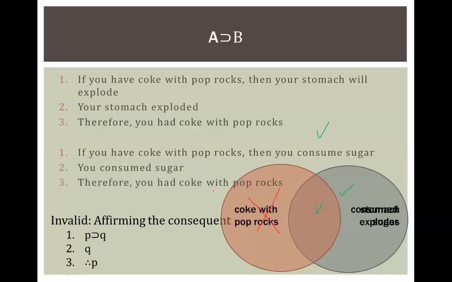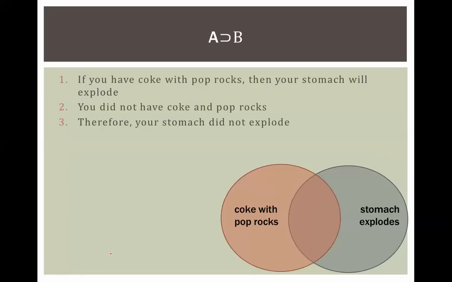So, affirming the consequent. This is, by the way, the P is the antecedent and the Q is the consequence. The consequence, what happens, right? You can't say yes to the Q and therefore get yes to the P. Alright. If you have Coke with Pop Rocks, then your stomach will explode. So, in other words, you can't have Coke with Pop Rocks without your stomach exploding. You did not have Coke with Pop Rocks.